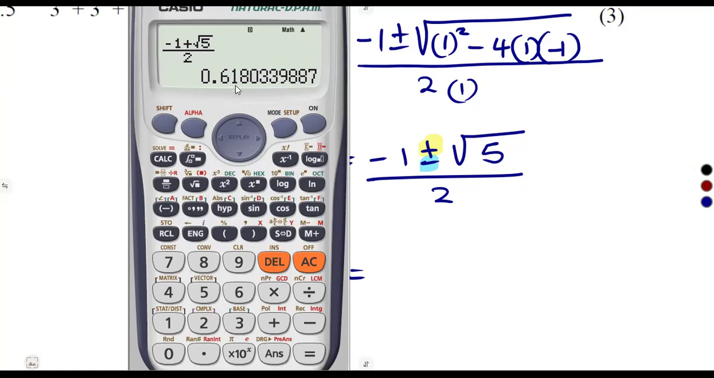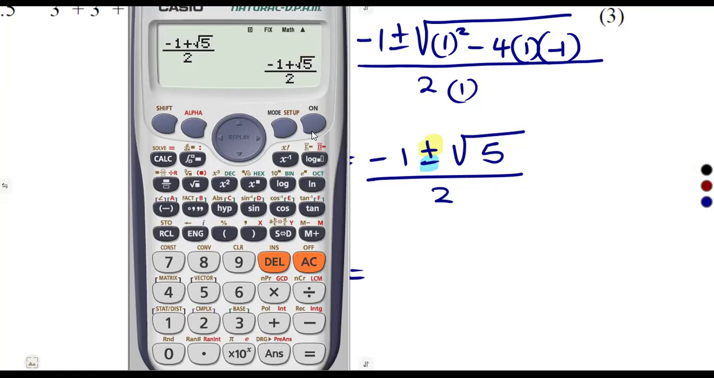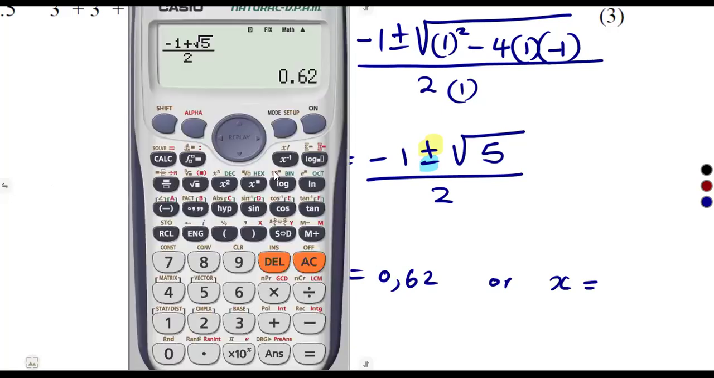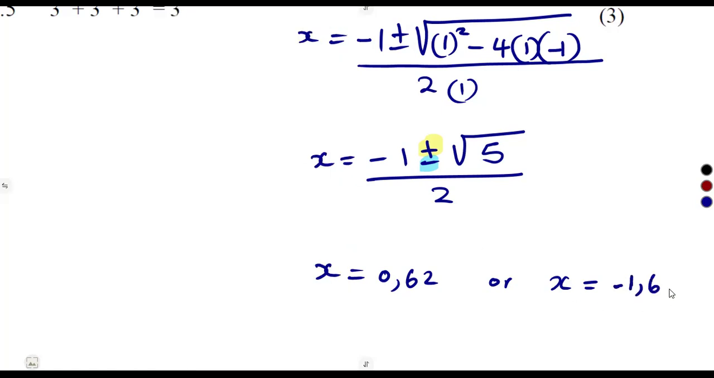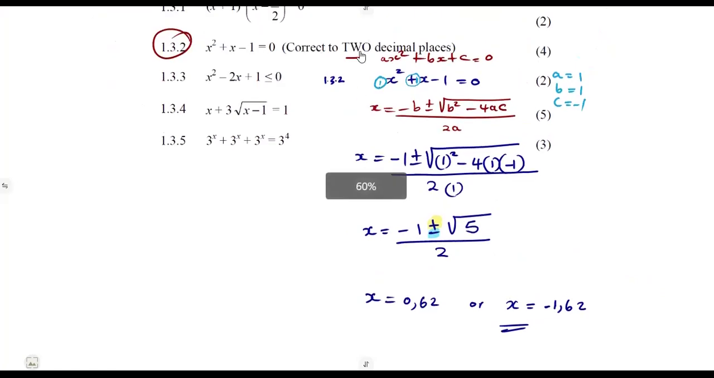0.62, right? To 2 decimal places, shift setup, fix 2 decimal places. That's 0.62. All right, so that's our x value, 0.62. Or x is equal to, for a negative, let us change this one to a negative, like this. So that was going to be negative 1.62. Remember the instruction to 2 decimal places. That was the instruction that you're given. Correct to 2 decimal places.